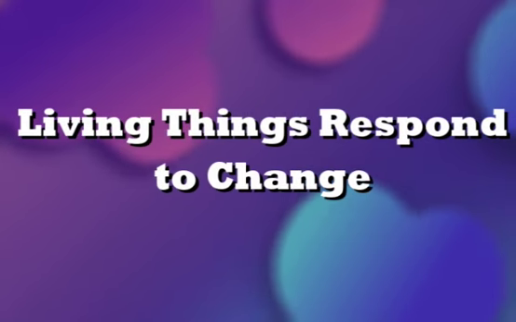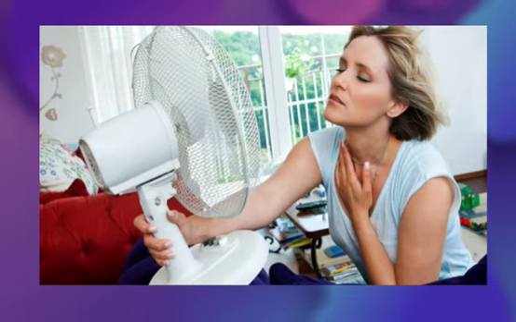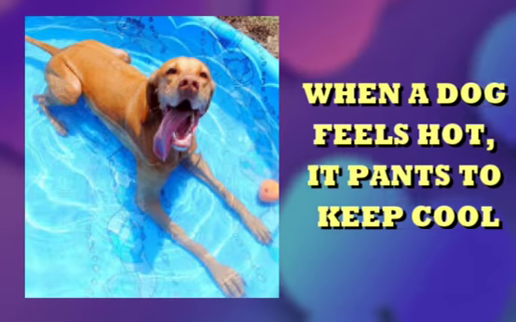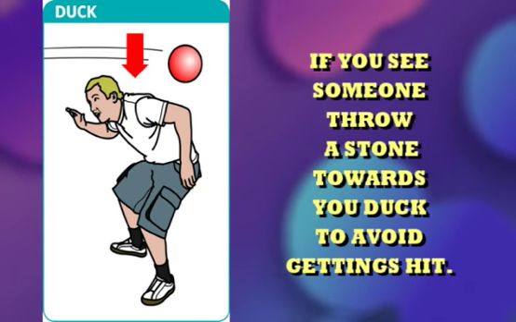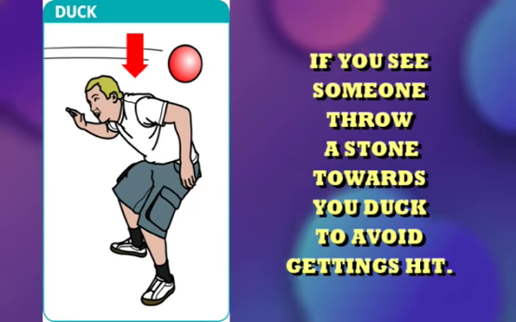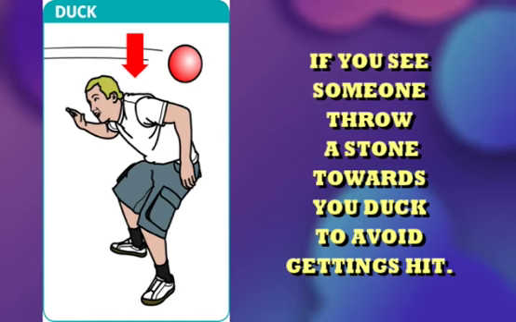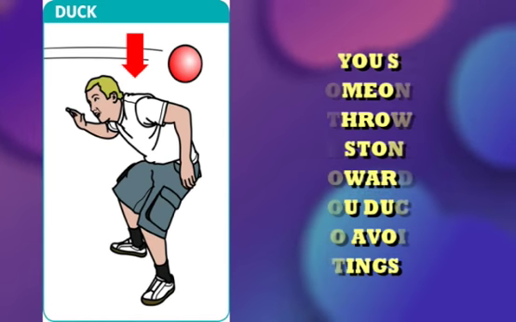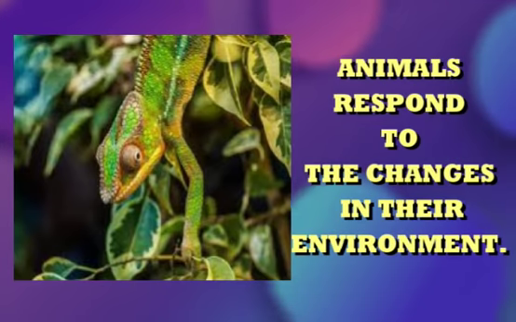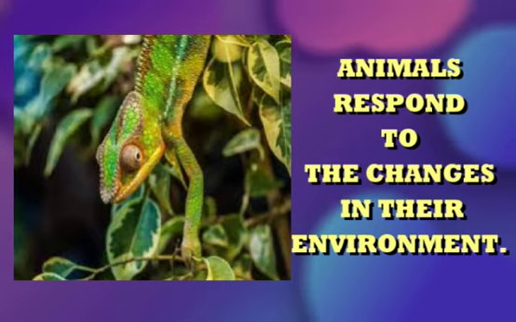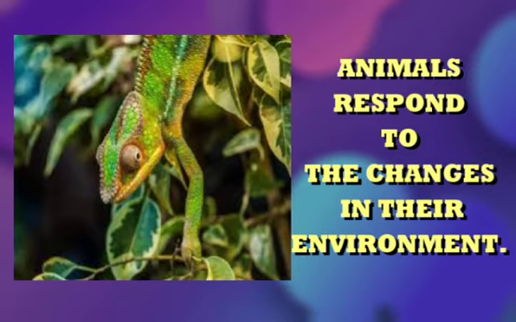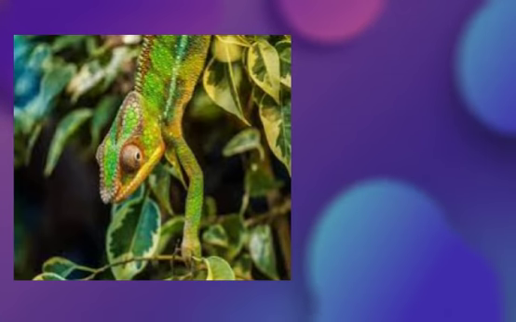Living things respond to change. When you feel hot, you switch on the fan. When a dog feels hot, it pants to keep cool. If you see someone throw a stone towards you, you duck to avoid getting hit. The sense organs in animals help them to feel changes in their surroundings. Animals respond to the changes in their environment.